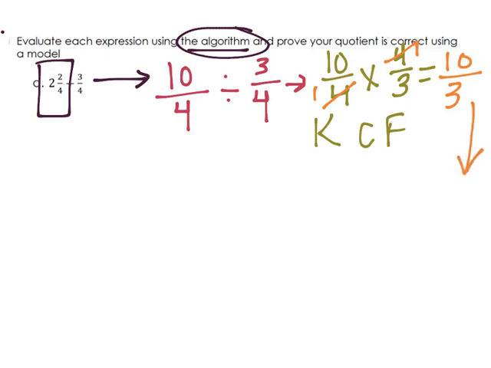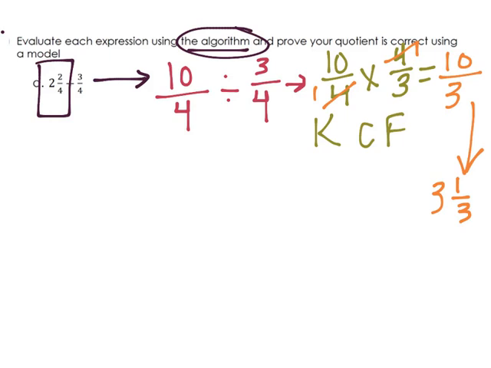I'm not going to leave my quotient as a fraction greater than 1. So I'm going to divide my numerator by my denominator. 10 divided by 3 is 3, with 1/3 left over. So I know that my quotient is 3 1/3. And now I'm going to use a tape diagram to prove that my answer is correct.